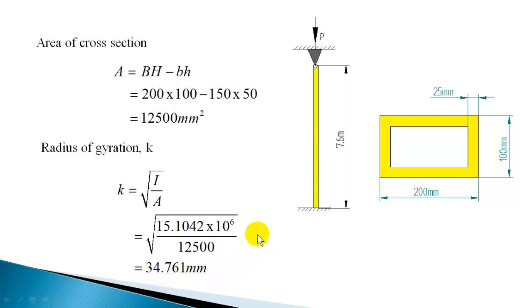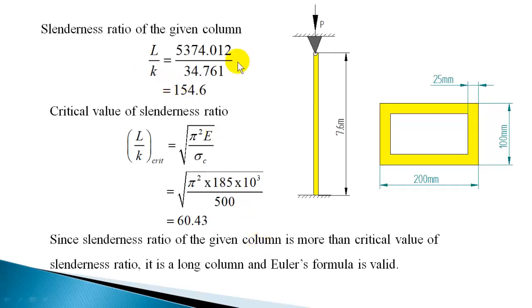Now you can find out the slenderness ratio of the given column. It is L by K, effective length divided by least radius of gyration. That will give the slenderness ratio. We have the effective length calculated earlier, divided by the least radius of gyration, which gives the slenderness ratio of the given column as 154.6.